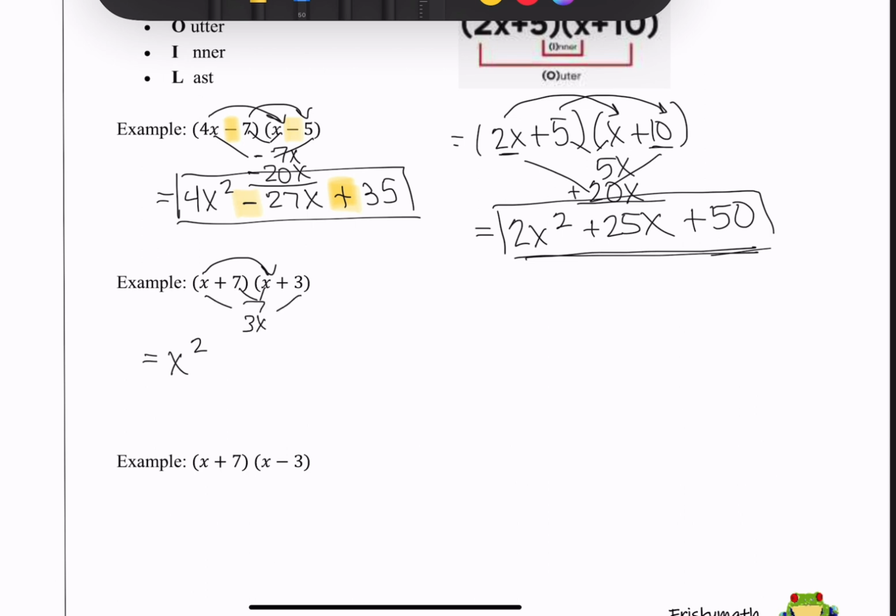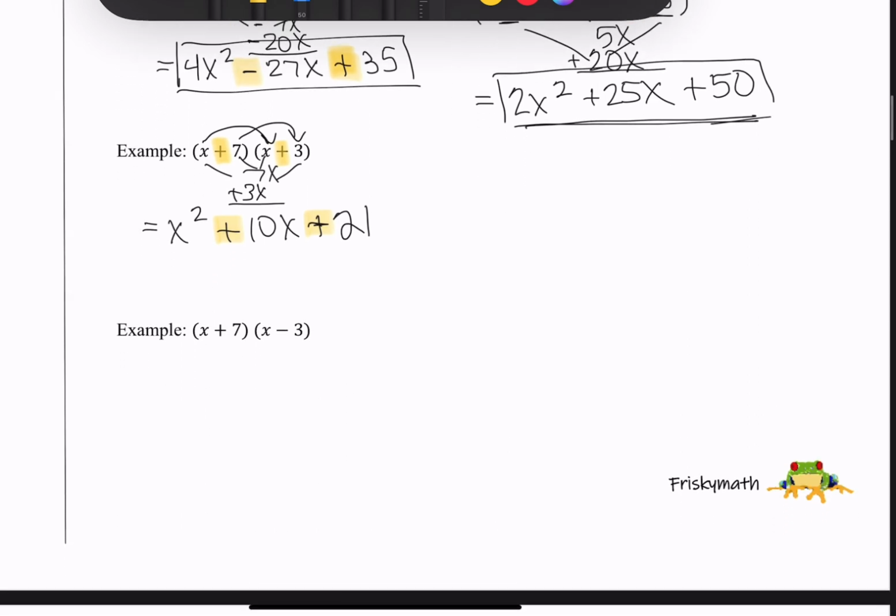Our inners will give us 7x. Add those guys together. You're going to get a positive 10x. Last, positive 21. All right, so let's look at the signs again. My last two terms were both positive, making a positive last term. And my inners and outers both were positive, making a middle term that was also positive. All right, let's do another one.